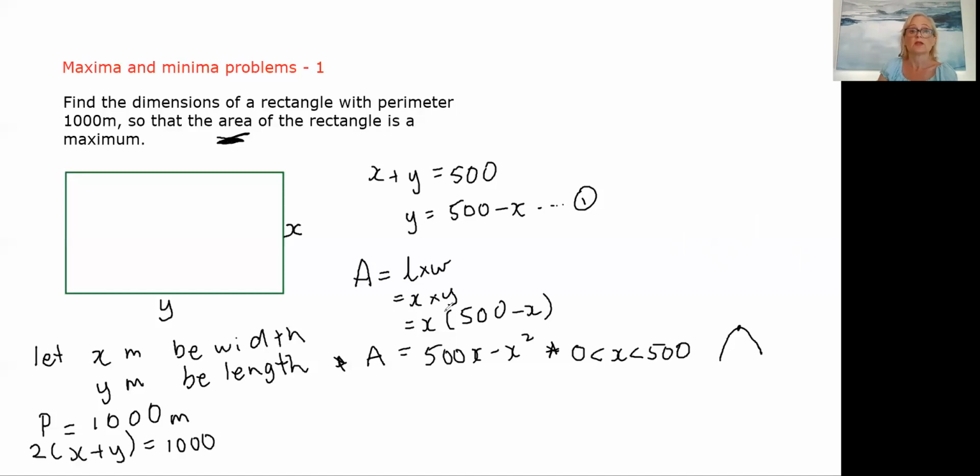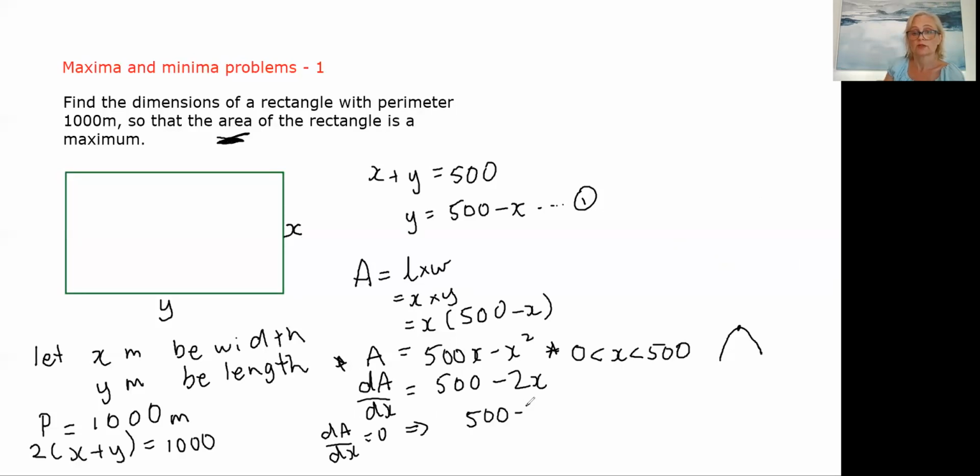Okay, all right. So now we're at the point of maximising this. We're trying to maximise it, so we're going to do dA/dx, which is going to be 500 minus 2x. For a stationary point, we're going to put that equal to 0. So 500 minus 2x is 0, so 2x is 500, so x is 250.